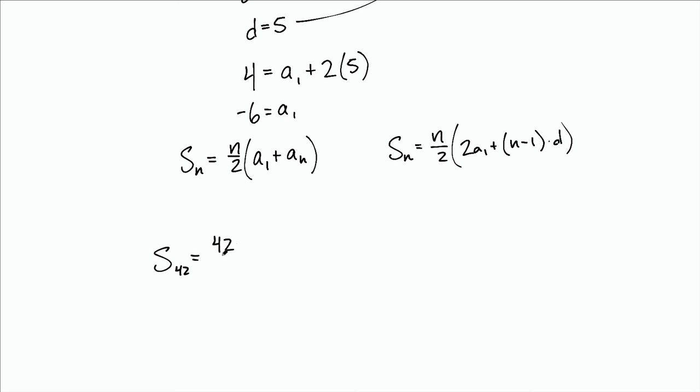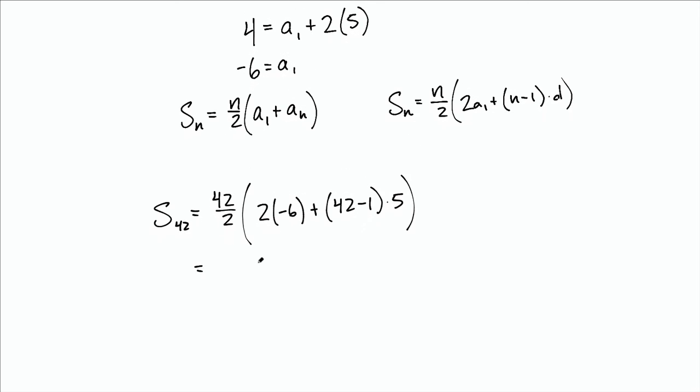The sum of the first 42 terms is what we're looking for. So that's 42 over 2 times 2 times a1, which is negative 6, plus n minus 1, so n is 42, minus 1, times the common difference, which was 5. All right, so we can do a little bit of simplifying here. 42 over 2 is 21. 2 times negative 6 is negative 12. And then here we have 41 times 5, which is 205.